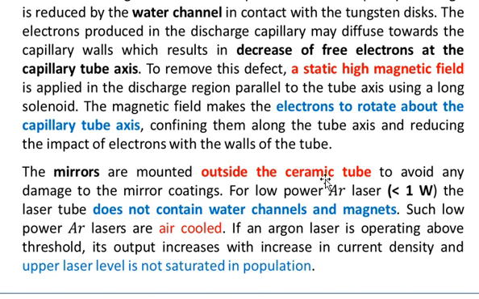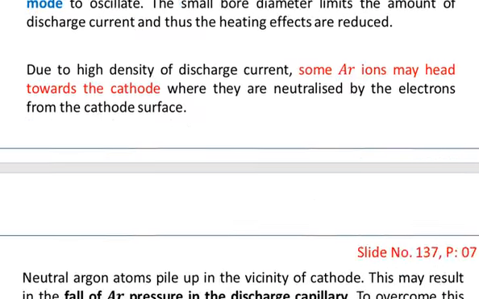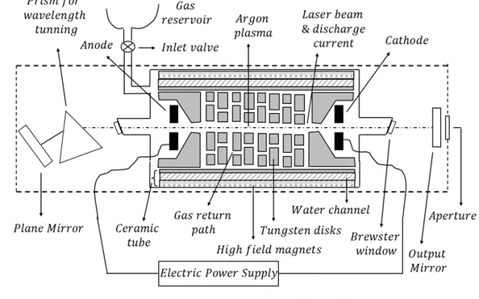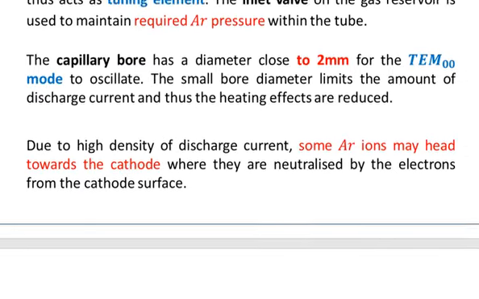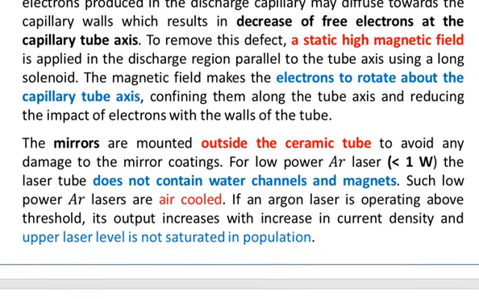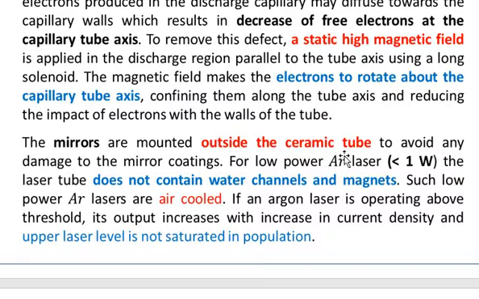The mirrors are mounted outside the ceramic tube to avoid any damage to the mirror coatings. Here you can see that the mirrors are outside the cavity structure. This is the cavity structure, and this is the output mirror outside the cavity structure. This is the prism, and the plane mirror is also outside the cavity structure, so that their coatings are not damaged. So mirrors are mounted outside the ceramic tube to avoid any damage to the mirror coatings.